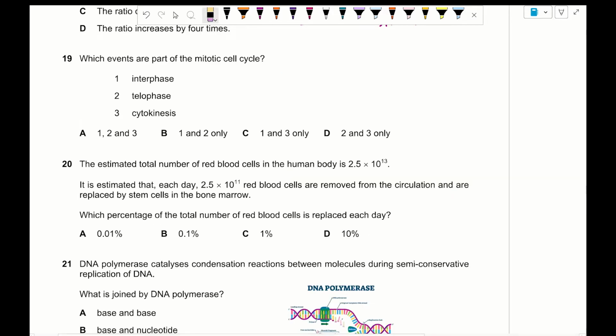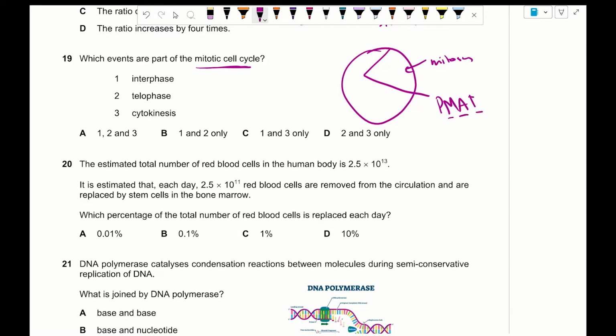Question number 19. Which events are part of the mitotic cell cycle? So, in the mitotic cell cycle, there is mitosis, which consists of PMAT, which is prophase, metaphase, anaphase, and telophase. Then after mitosis, we have something called cytokinesis, which is the division of the cell into two daughter cells. And the rest is the interphase. In interphase, we have G1, S phase, where DNA replication takes place, and G2.